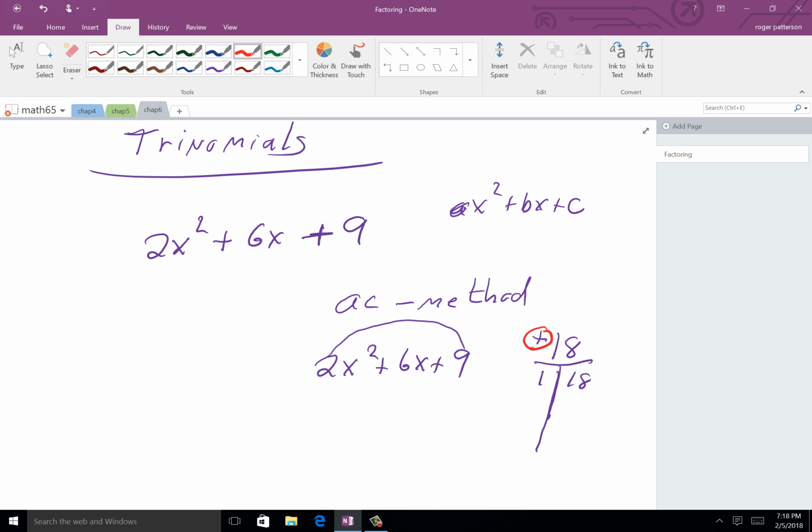And I think I might have messed this up. Gosh, dang it, did I? 3 and 6. Yeah, hold on, my bad here. Let me change this to a 9 here. There we go. Okay, so now I want to find some numbers that add up to 9.